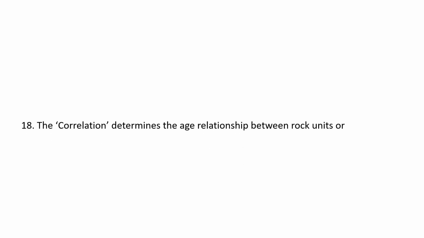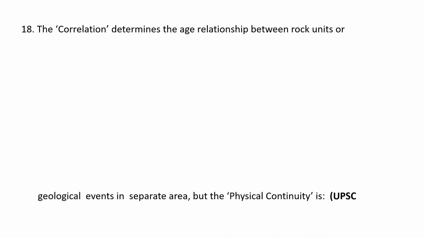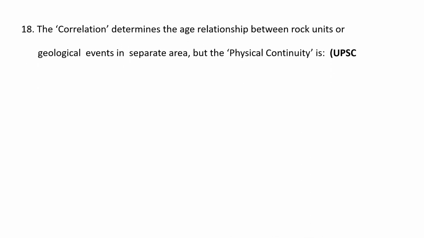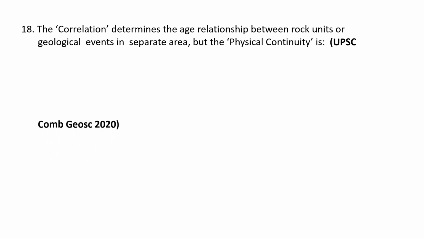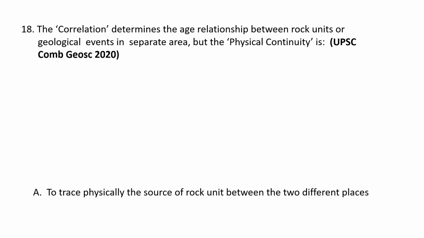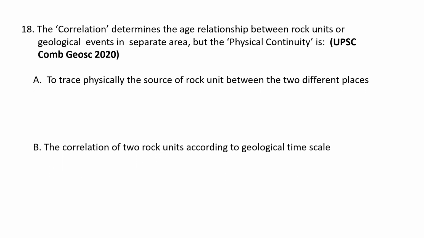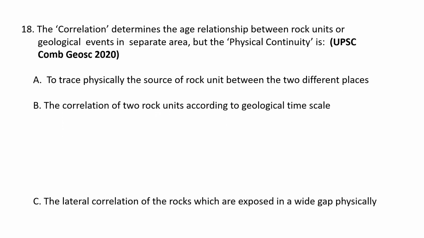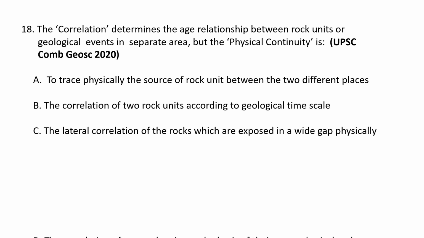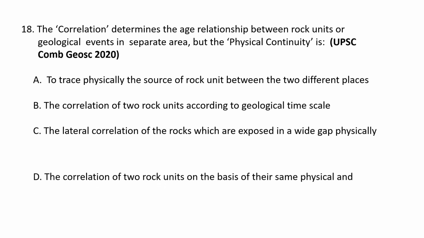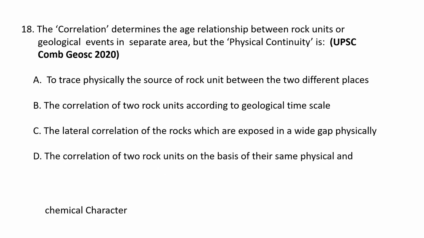Next question. The correlation determines the age of the relationship between rock units or geological units in separate areas. But the physical continuity is A. To trace physically the source rock unit between the two different places. B. The correlation of two rock units according to geological time scale. C. The lateral correlation of the rocks which are exposed in a wide gap physically. And D. The correlation of the two rock units on the basis of their same physical and chemical character.